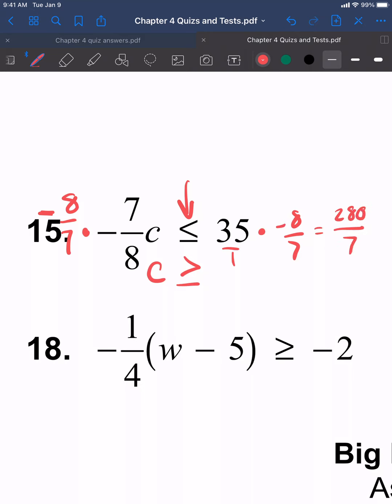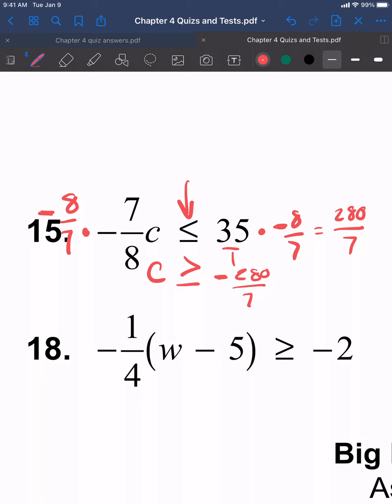And then 7 times 1 is 7. Is it going to be positive or negative? Negative. Why is it negative? An odd number of negatives makes it negative. So, negative 280 divided by 7.